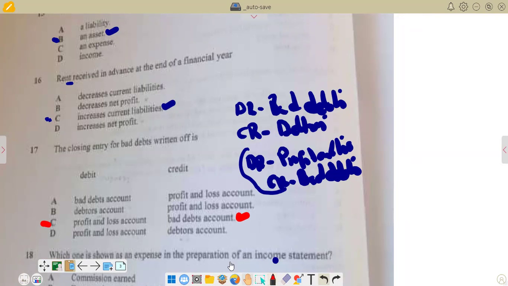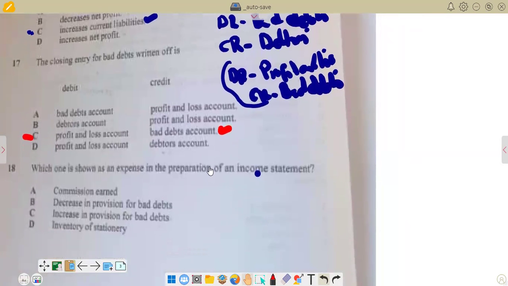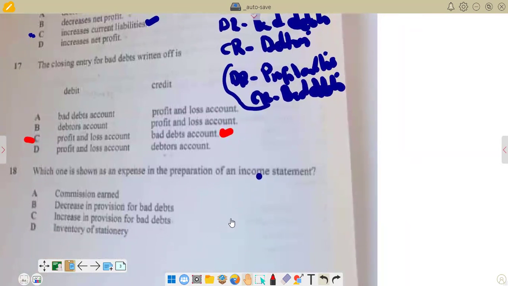Then we can go to the next one. Which one is shown as an expense in the preparation of the income statement? We know the examples of expenses. We've got commission earned, and this one is an income, it's not an expense. Decrease in provision for bad debts is an income again. Then increase in provision for bad debts now becomes an expense. And then inventory of stationery, obviously, this is not an expense, but can only be part of a current asset. So the most appropriate answer there is increase in provision for bad debts, which is our C. And then we can try to see if we've got another question.